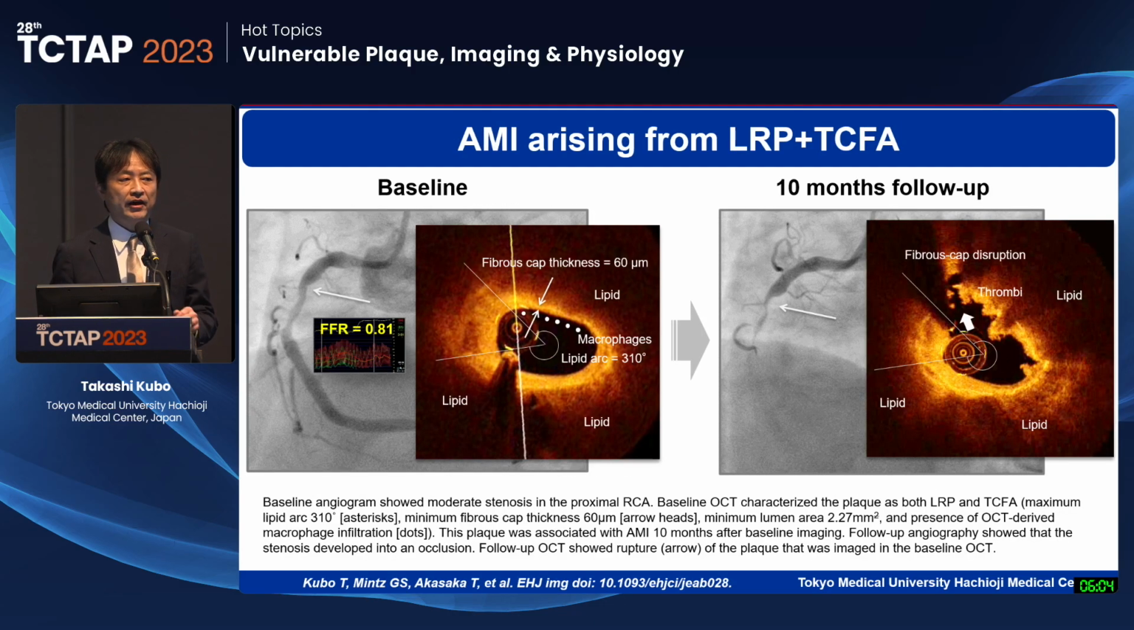So imaging may help to identify the vulnerable, high-risk lesion for future events. In this case, baseline angiography demonstrated an intermediate lesion in the mid-RCA. FFR was 0.88. However, OCT demonstrated a circumferential lipid-rich plaque and a thin fibrous cap. And 10 months later, this patient had a STEMI, and the TCFA was ruptured, and it caused a thrombotic event.